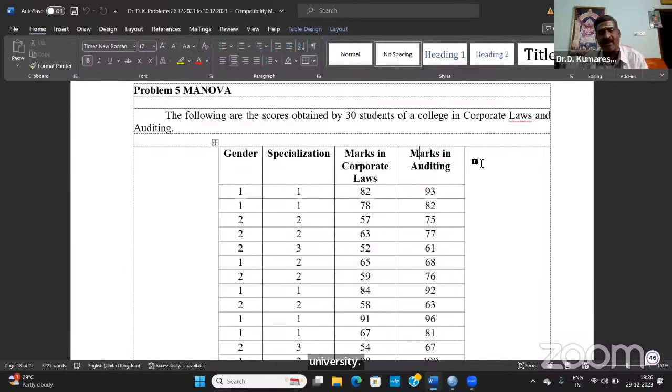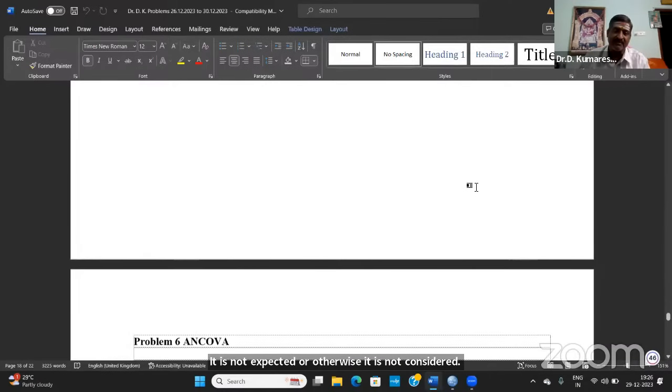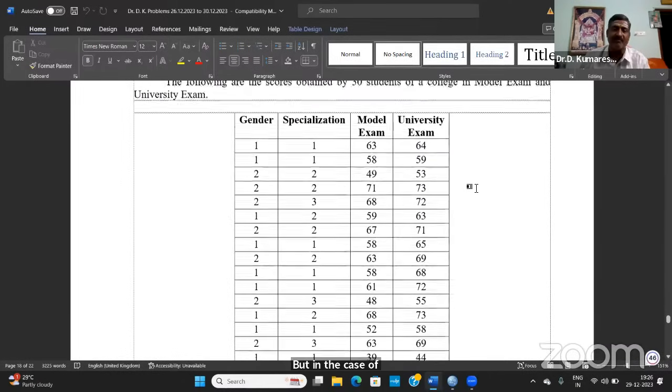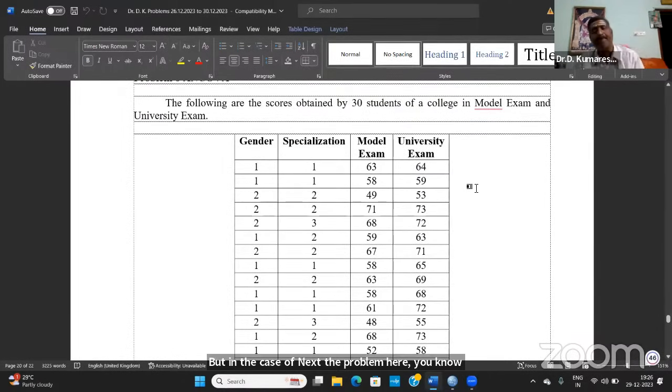So here, even though these variables are given in scale data, the correlation is not expected, irrespective of the degree of correlation. It is not expected or otherwise it is not considered. But in the case of the next problem here, model exam and university exam.